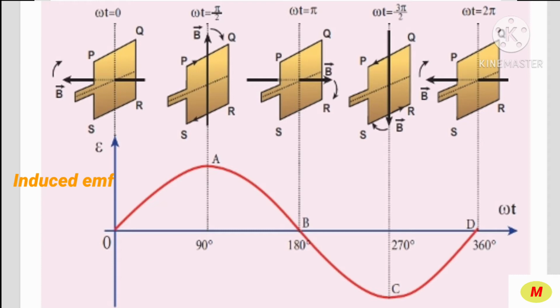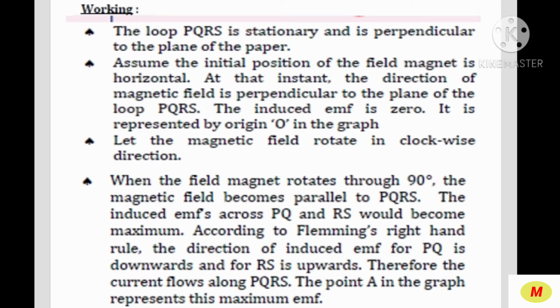Look at the graph. Let the magnetic field rotate in clockwise direction. When the field magnet rotates through 90 degree, the magnetic field becomes parallel to PQRS. The induced EMF across PQ and RS would become maximum. According to Fleming's right-hand rule, the direction of the induced EMF for PQ is downwards and for RS is upwards. Therefore, the current flows along PQRS direction. The point A in the graph represents this maximum EMF.